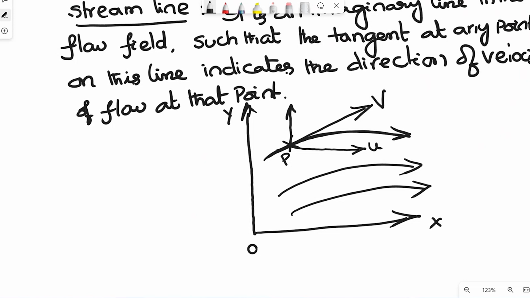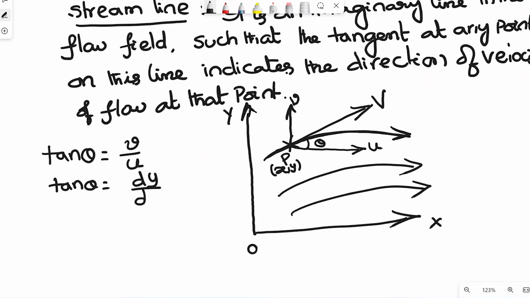If u is the velocity component in the x direction and small v is the velocity component in the y direction, and if theta is the angle here, then P has coordinates x, y. Basically, at this point P, we can write tan theta is equal to small v divided by u. And tan theta also we can write as dy by dx.